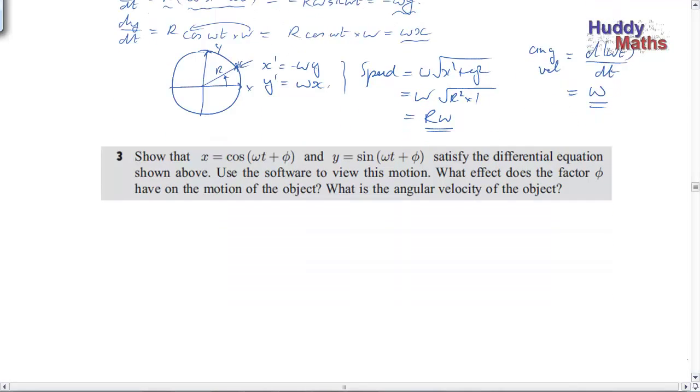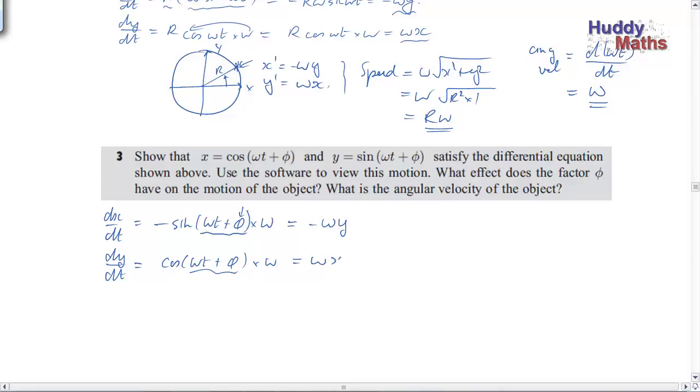All right, let's have a look at that one. Part 3: show that x is cos of that and y is sine of that, satisfy the differential equations, use the software, etc. Okay, so pause it and have a go. I'll go through it now. dx by dt: the derivative of cos is negative sine of omega t plus phi, multiplying by the derivative of this with respect to time, which is just omega, because the phi is a constant with respect to time. dy by dt: the derivative of sine is cos of omega t plus phi, and the derivative of this with respect to time is omega again. So this is negative omega by y, and this is omega by x, as required.